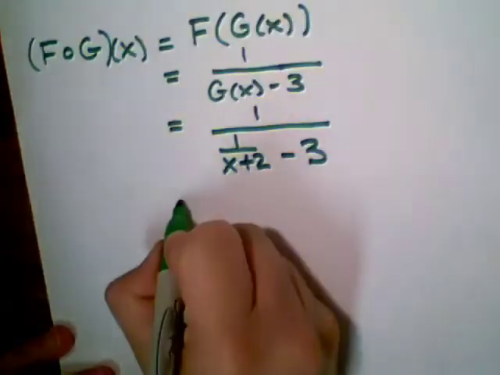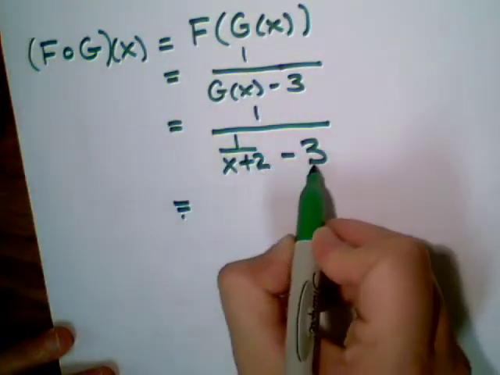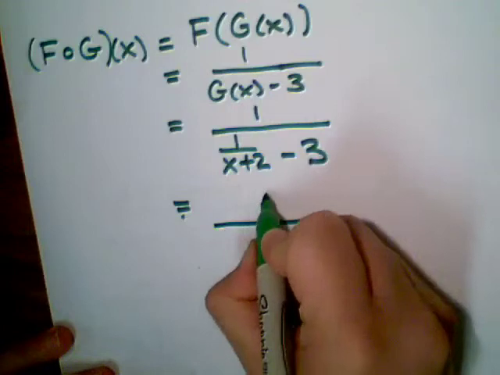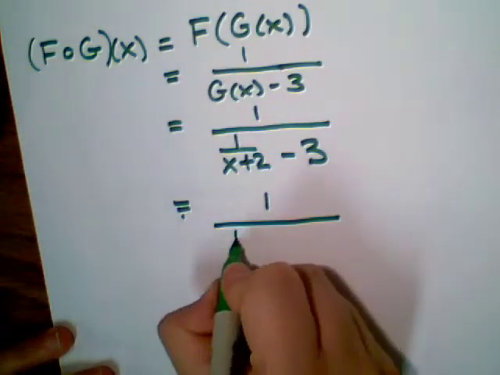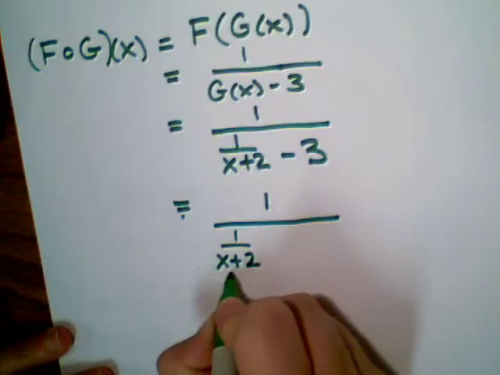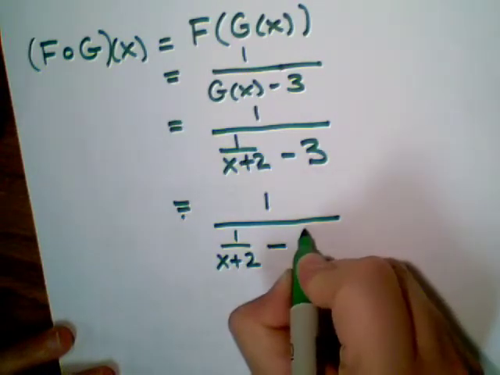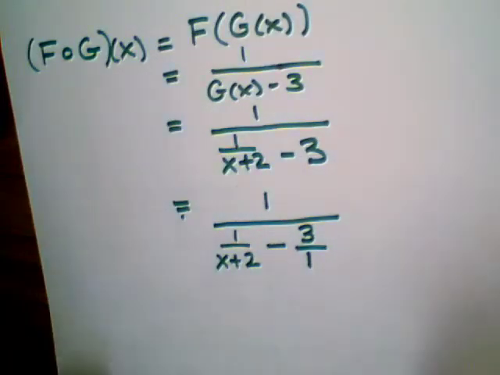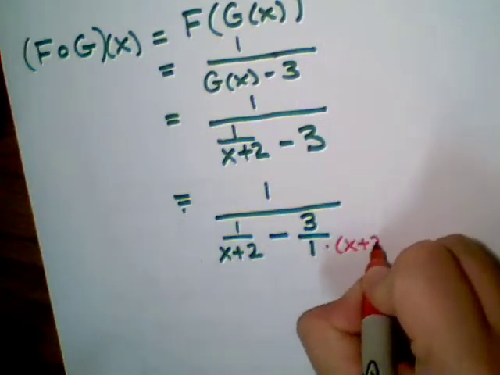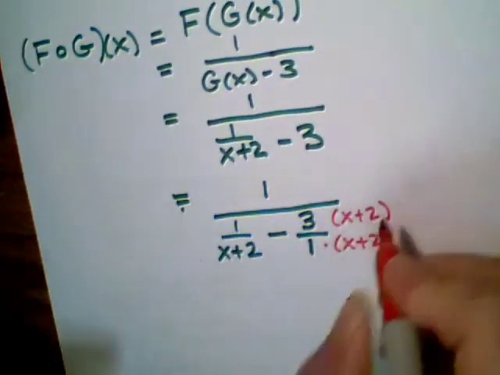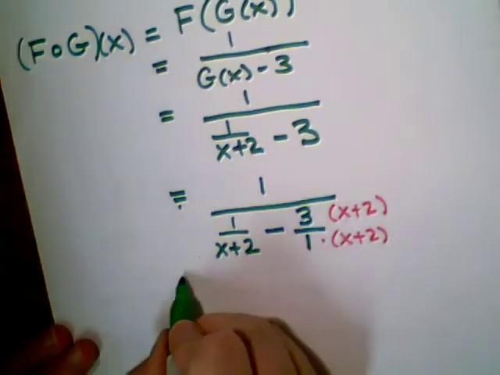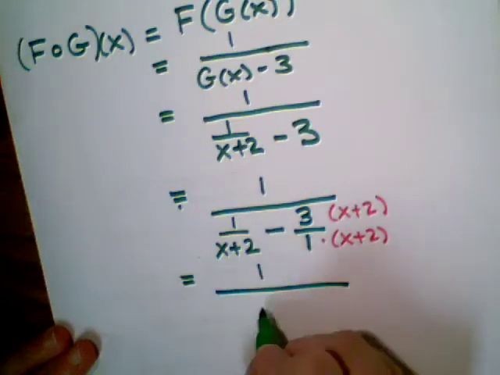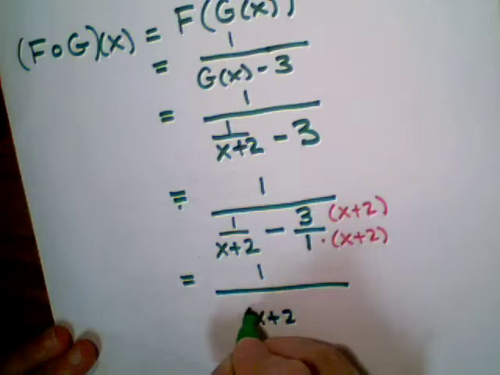I need to remind us that we need a common denominator when we are subtracting two ratios. So I'm going to leave that 1 in the numerator. Looks like my common denominator is going to be x plus 2. So I'm going to rewrite the integer 3 as 3 over 1. And since I need to multiply the denominator by x plus 2, I will also multiply the numerator by x plus 2. Result: 1 over this difference. The difference has a denominator x plus 2.